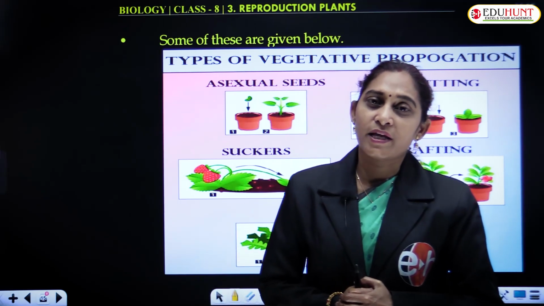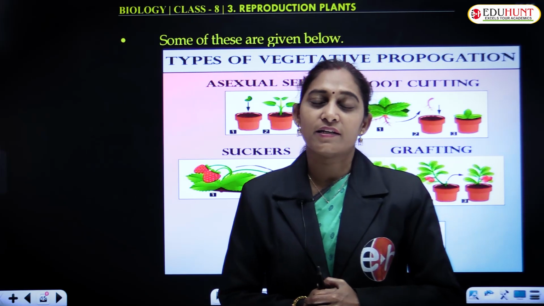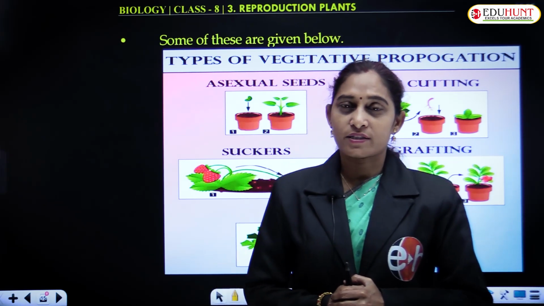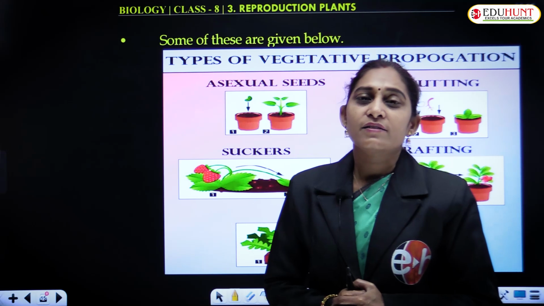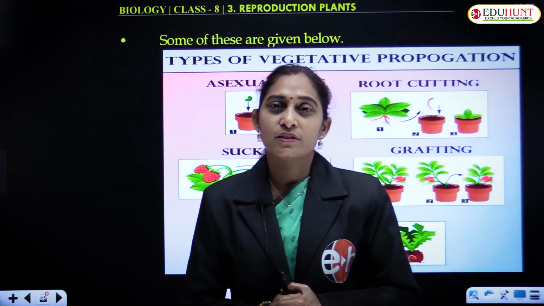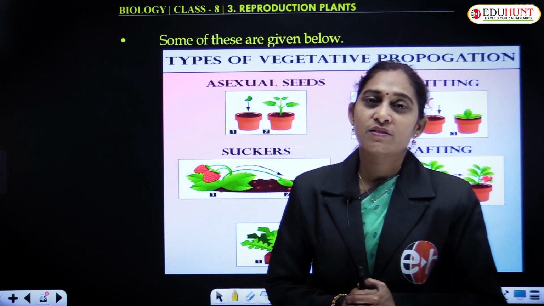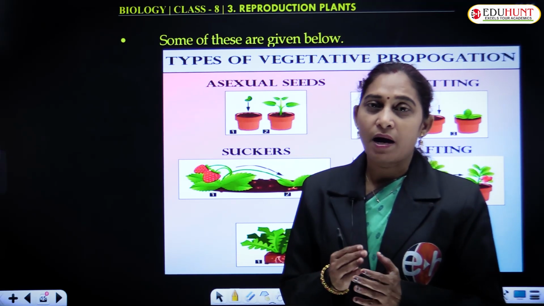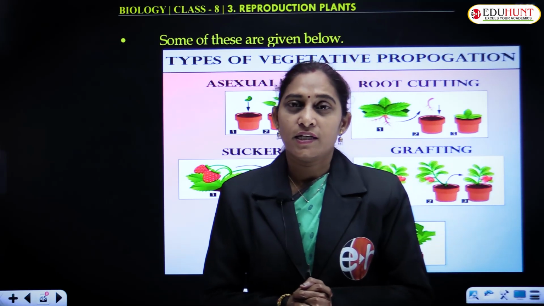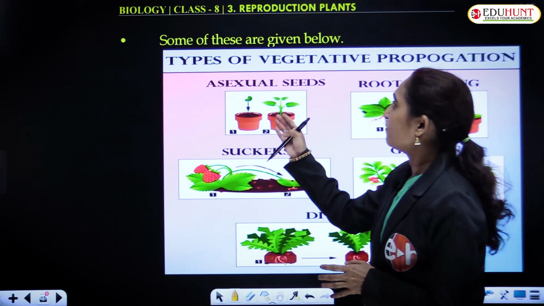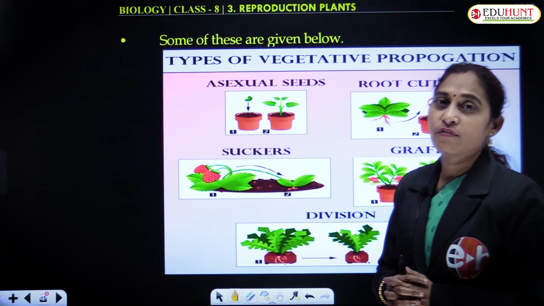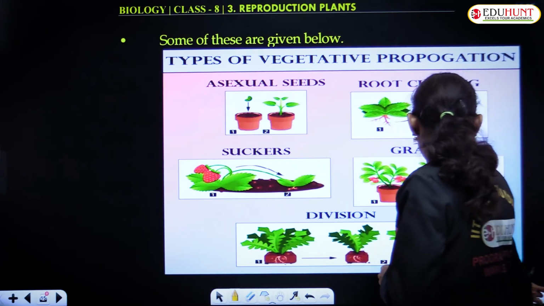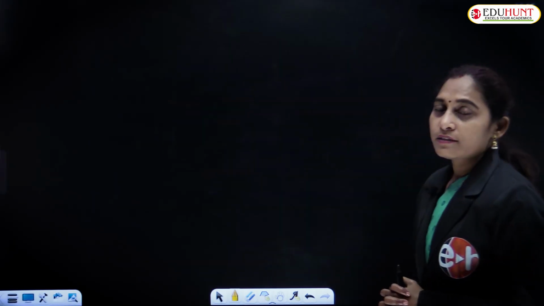In that, the spore-bearing or spore-producing category of asexual reproduction we have finished, and some part of vegetative propagation was also seen in the previous session. Now let's move on to the next part of vegetative reproduction. These are the various types and modes of vegetative reproduction, and vegetative reproduction may take place from any vegetative part of the plant.